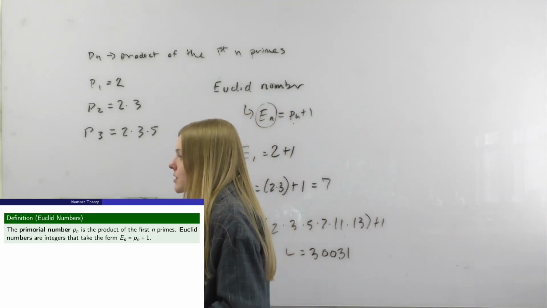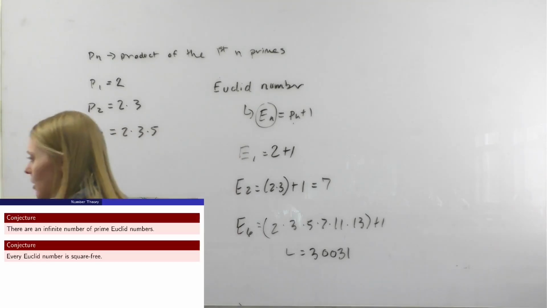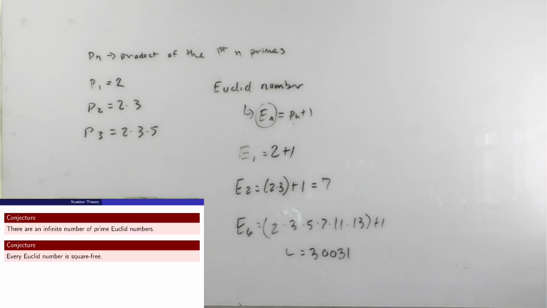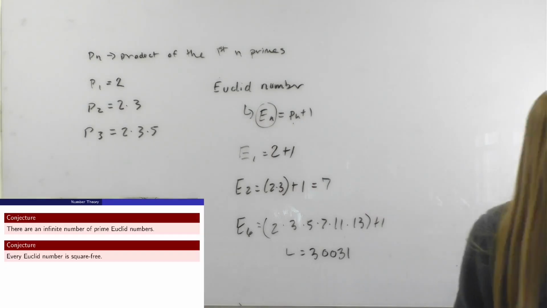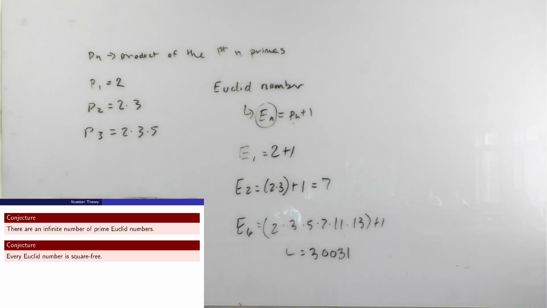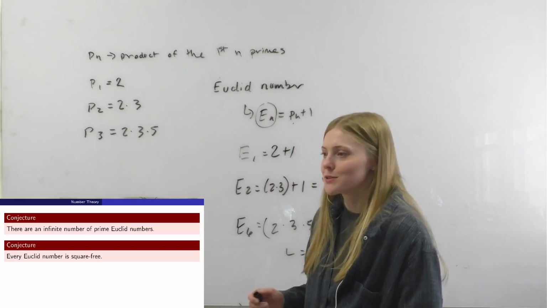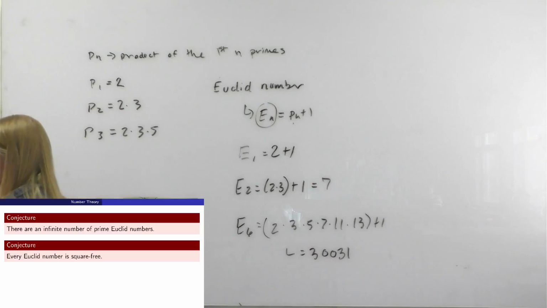Yeah, we could go to the next slide there. So the conjectures that have not been proved about these numbers is that there are an infinite number of prime Euclid numbers. You could probably just use that twin primes theorem on that one. Yeah. And then the other conjecture is that every Euclid number is square free. So yeah, that's the end of that. That's my conjecture. Or not my conjecture, just the conjecture for my portion.